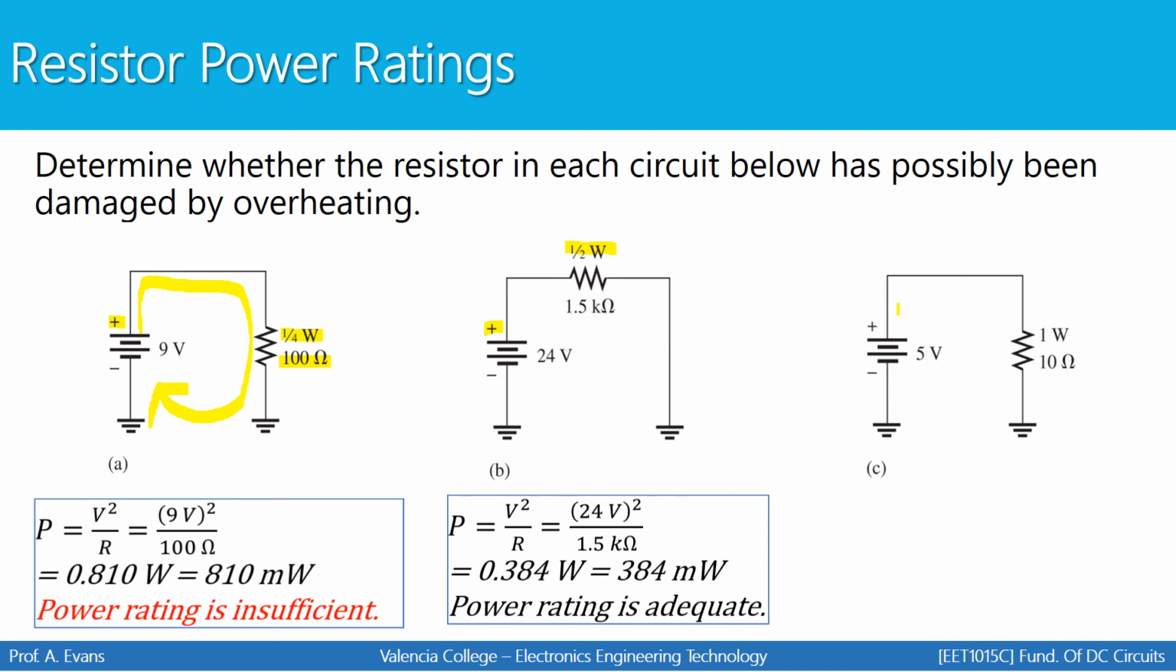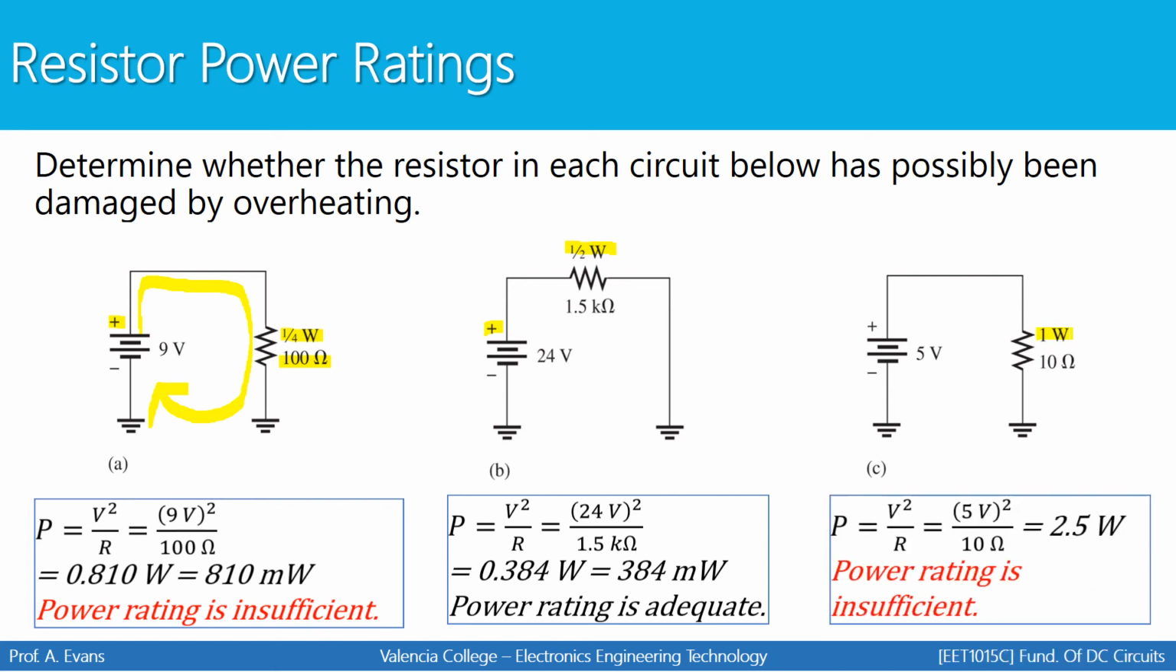In the third circuit, we have a 5-volt source, a 10 ohm resistor, and a 1 watt rating. The power dissipated for this resistor would end up being 2.5 watts because you'll do 5 volts squared, which is 25, divided by 10. You get 2.5 watts, and this only has a 1 watt rating. So this power rating is also insufficient, which means the circuit is in danger of having damage due to overheating. There's simply too much power for this resistor to handle. So you can still use a 10 ohm resistor, you just need to select one that has a higher power rating, something that is higher than the 2.5 watts that is calculated here.